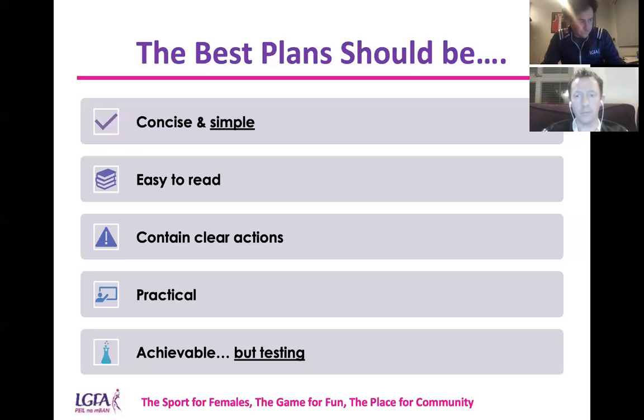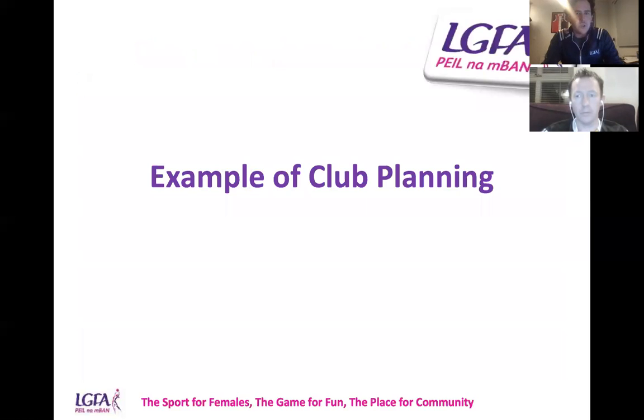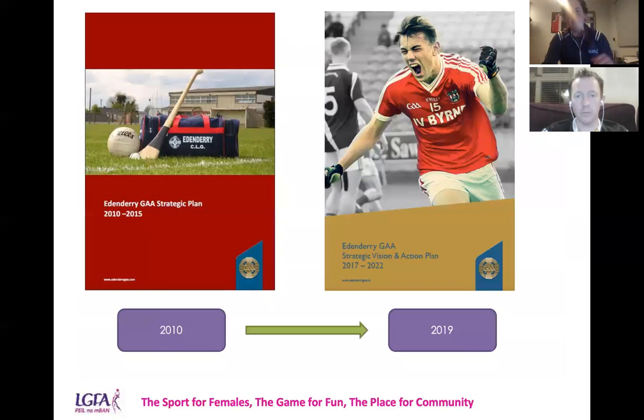This is from a GAA club, but they're part of one club as far as I'm aware. So we've got the Edenderry GAA strategic plan here, and they actually did two. They did one from 2010 to 2015. Then after 2015, they looked at it and said, where are we now? We're going to go again for the next five years. So they took a year or two coming up with the next plan, and then they ran another one from 2017, which finishes in 2022.